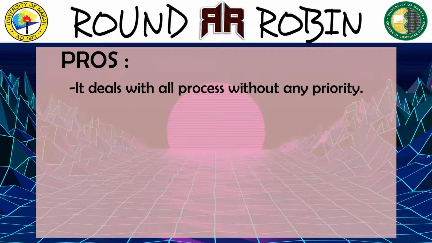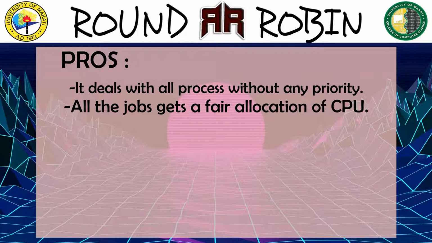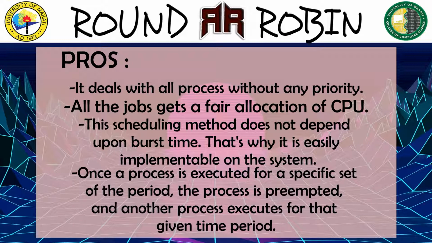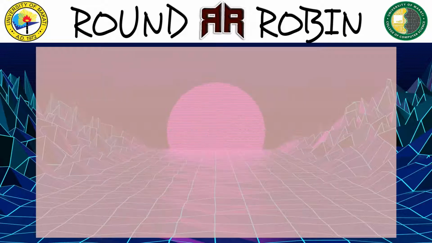It deals with all processes without any priority. All the jobs get a fair allocation of CPU. This scheduling method does not depend upon burst time. That's why it is easily implementable on the system. Once a process is executed for a specific period, the process is preempted and another process executes for that given time period.